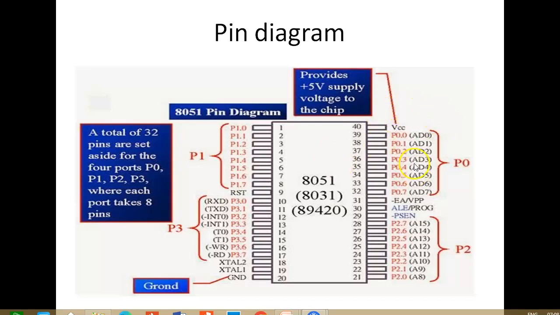So this is regarding the pin diagram of the 8051 microcontroller. In the next lecture, we will discuss the instruction set and other things.